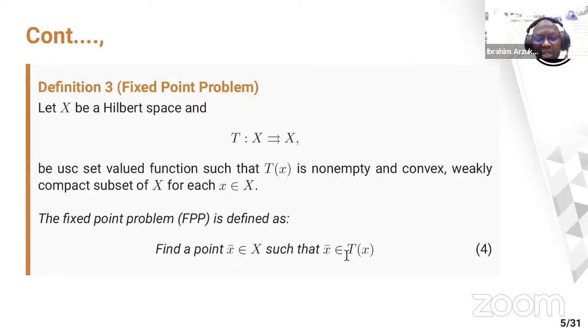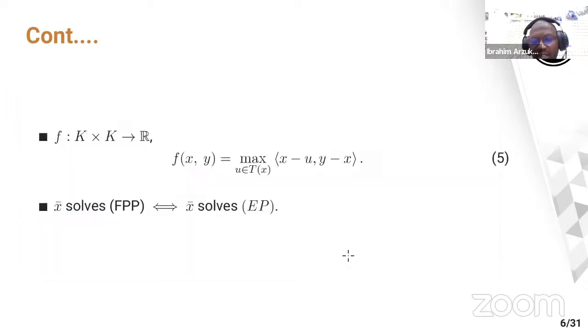Similarly, a fixed point problem, which is given by 4, can easily be transformed into an equilibrium problem given by 5. And we say that X solves the equilibrium problem if and only if it solves the fixed point problem.